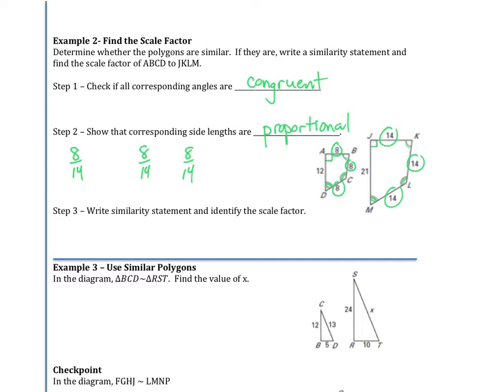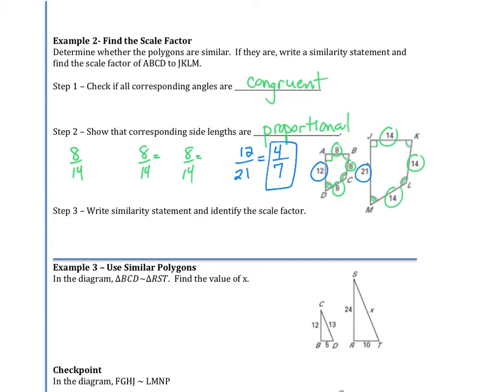And then we got to look at the biggest side. In this case, the biggest sides are 12 and 21. So we got to check 12 over 21. We have to see, are these all the same? If we reduce 12 over 21, 12 and 21 can both be divided by 3. When we divide by 3, we get 4 over 7.